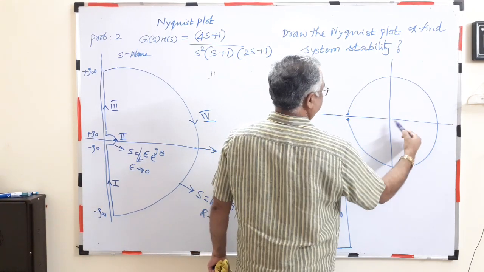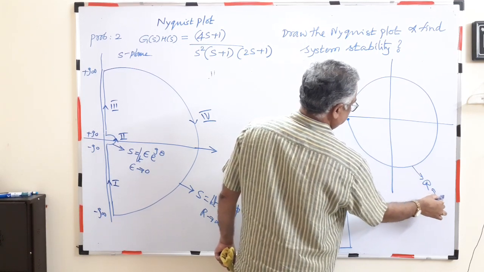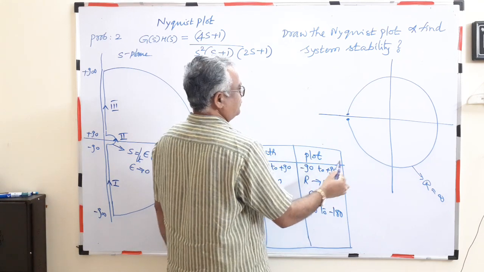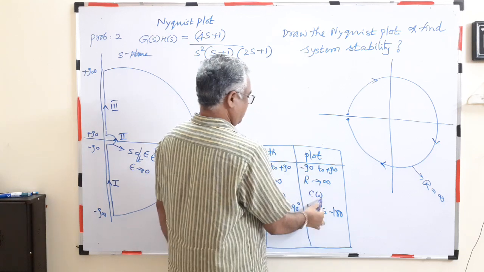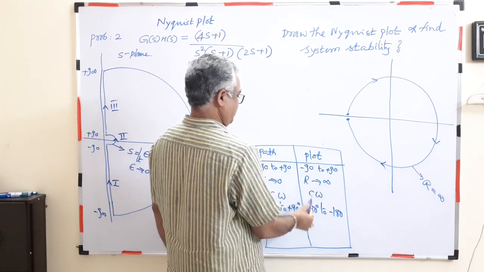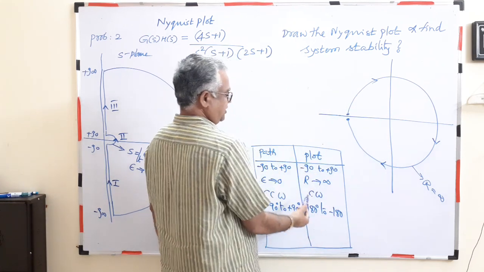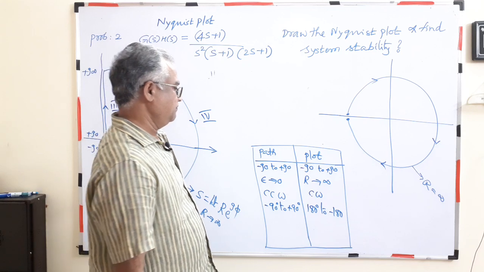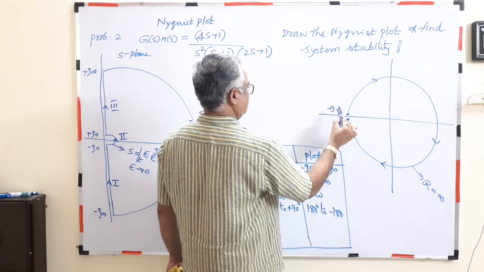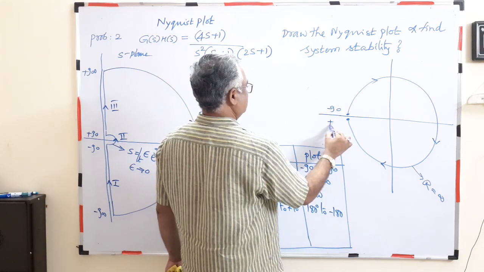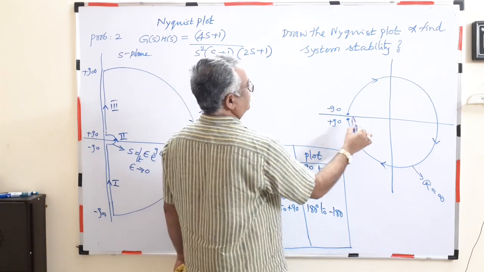Now what is this circle radius? Infinite. This circle radius is infinite. Which direction is it rotating? Clockwise. Clockwise satisfied, bigger circle satisfied, starting at plus 180, ending at minus 180 also satisfied. All my conditions are satisfied. But this point refers to minus j0. This point refers to plus j0. These points are mapping here. This is the Nyquist plot.